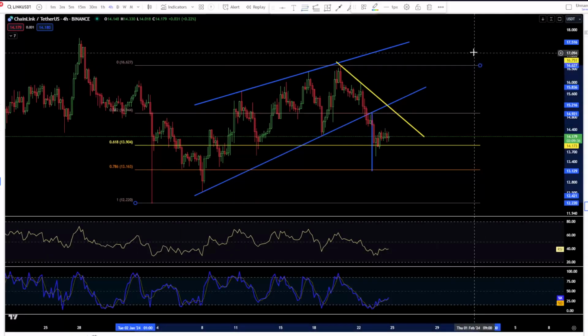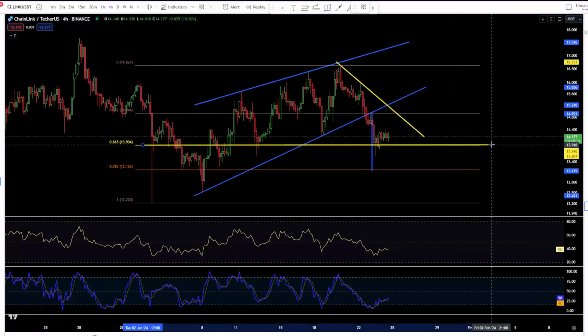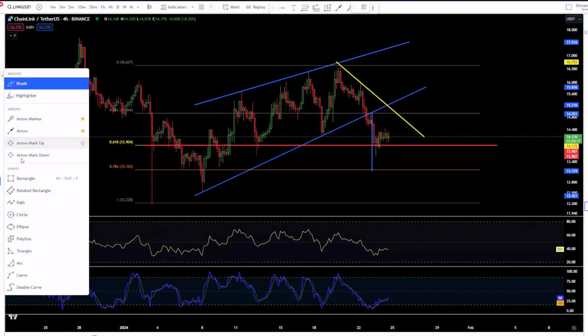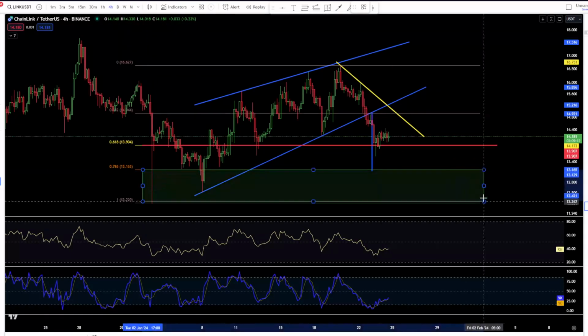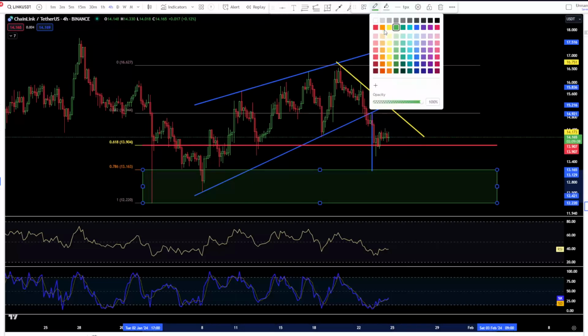After unfolding the fib retracement grid, you can see how the support at $13.91 kept the price from falling further. But if the price breaks below the current support, we still see a very strong support zone from $13.17 to $12.22.